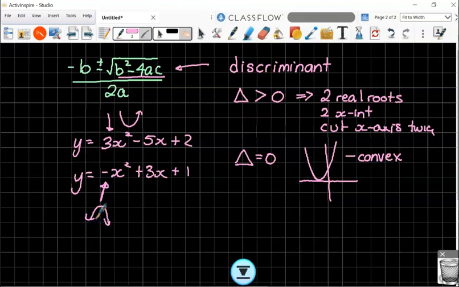So all of these things lead us to have an idea of what our quadratic looks like. Agreed? Okay, we are moving into sketching our quads. And so we've got some really important aspects of our quad that we use to sketch.